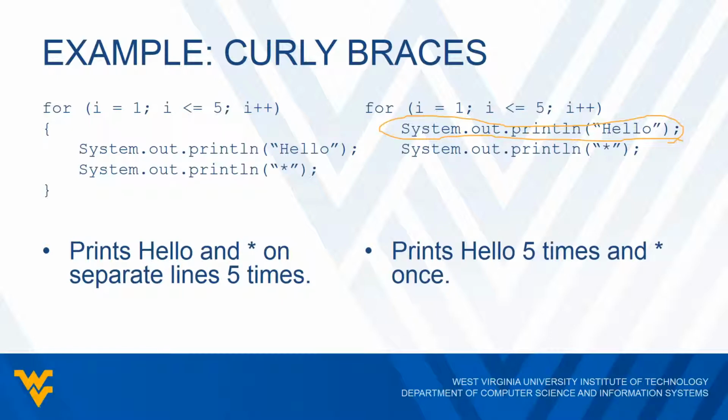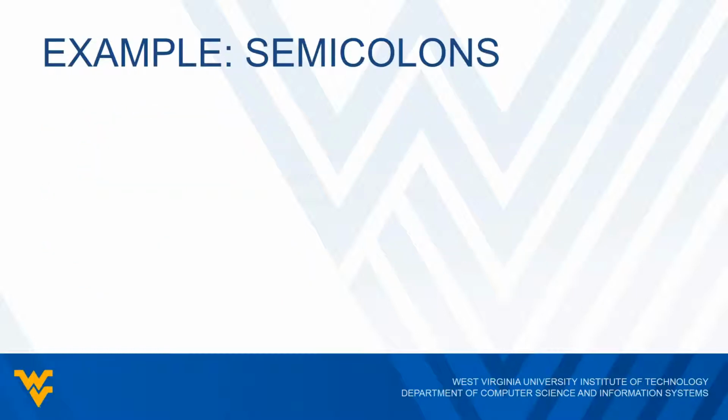So what happens is we'll print hello 5 times, but the star is only going to get printed once, and it's not going to be printed until after we print all of the hello statements. Unlike in our previous case, we would print hello, star, and so forth. Here, we're going to print hello 5 times, and then a star would come immediately afterwards. Let's take a look at another issue that we have to be careful with.